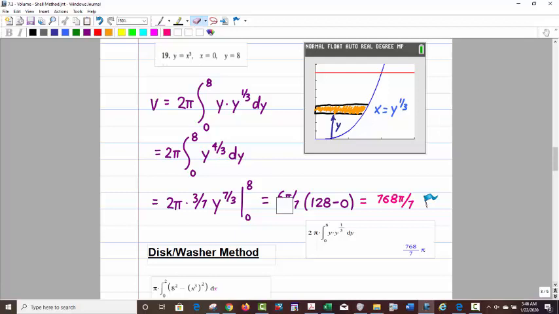2 pi, 0 to 8, y to the 4/3. We use the power rule, which gives me 3/7 y to the 7/3. And you put in 8, and that's going to be the cube root of 8, which is 2. 2 to the 7th is 128. Then that's 6 pi over 7 times 128, and we get 768 pi over 7. I went ahead and verified that in Maple just to make sure, and Maple agreed. Now, let me show you this same problem if you were doing disk and washer.